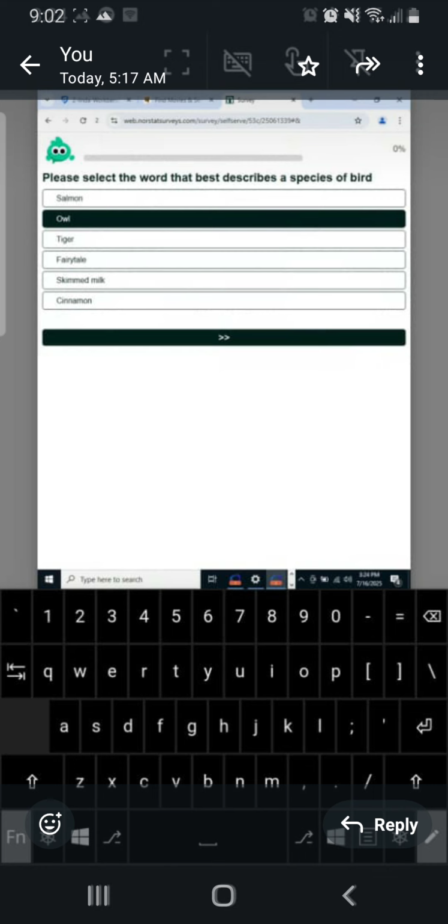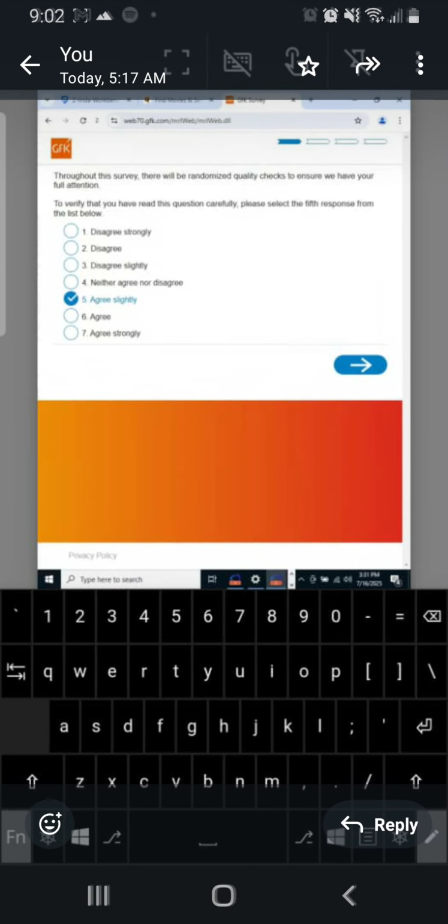Look at this. Please select the word that best describes a bed. Alright. Out of all these things, the only bed here is the cot. The cot is the only bed here. Everything else is not a bed. Salmon is not a bed. Tiger, fairy tale, skimmed milk or whatever. So these are all quality control checks.